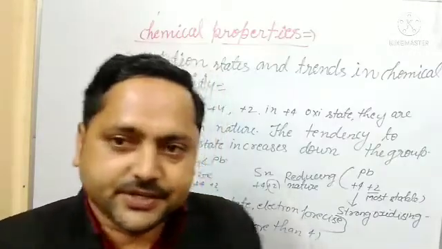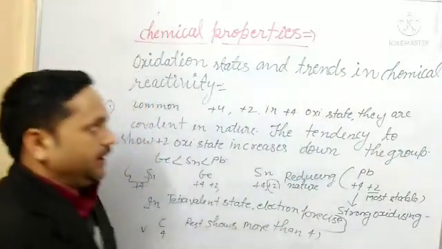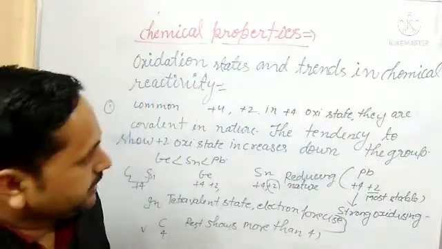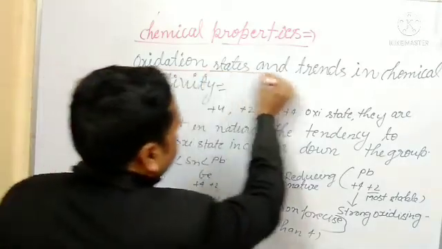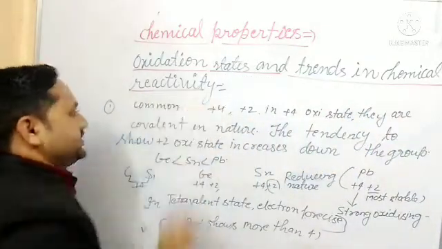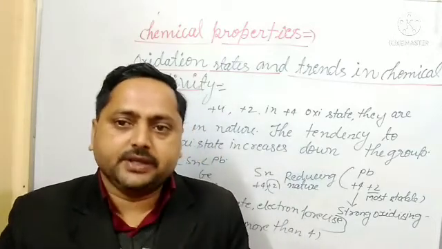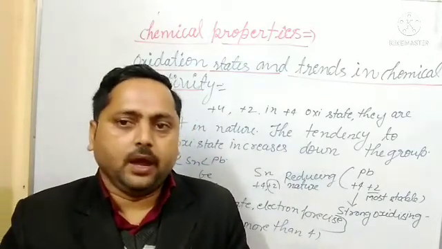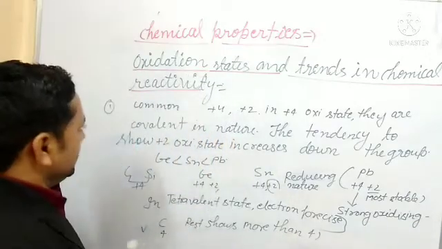So students, let us see here. First property is oxidation state and trend in chemical reactivity. Means the first chemical property is oxidation state and trend in chemical reactivity. So let us see how the oxidation state varies, and how it affects the properties of the elements.